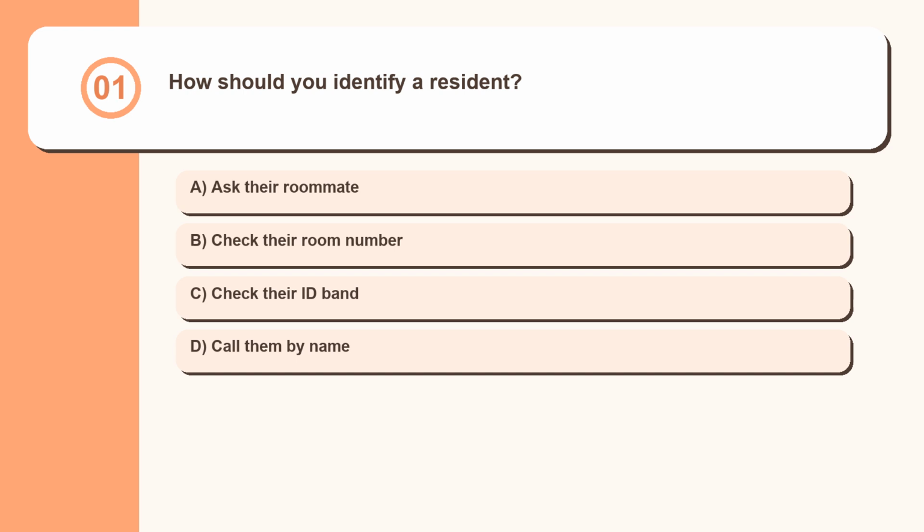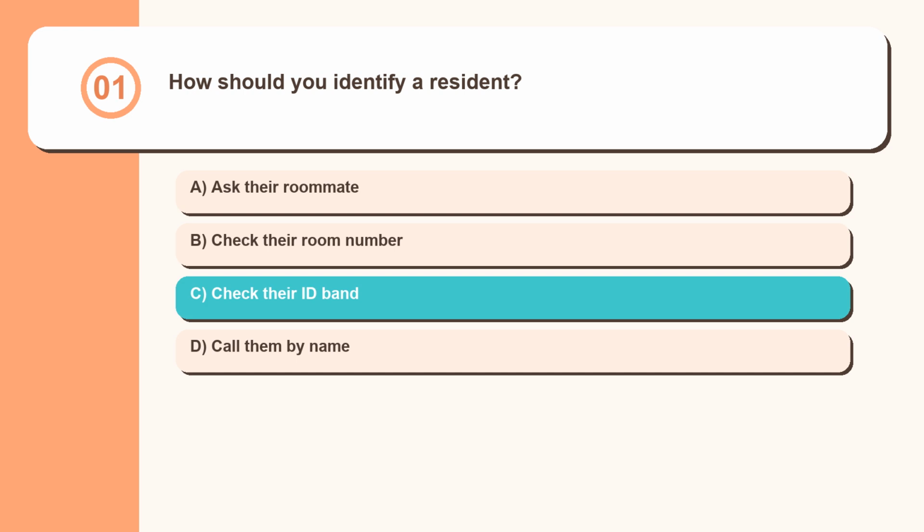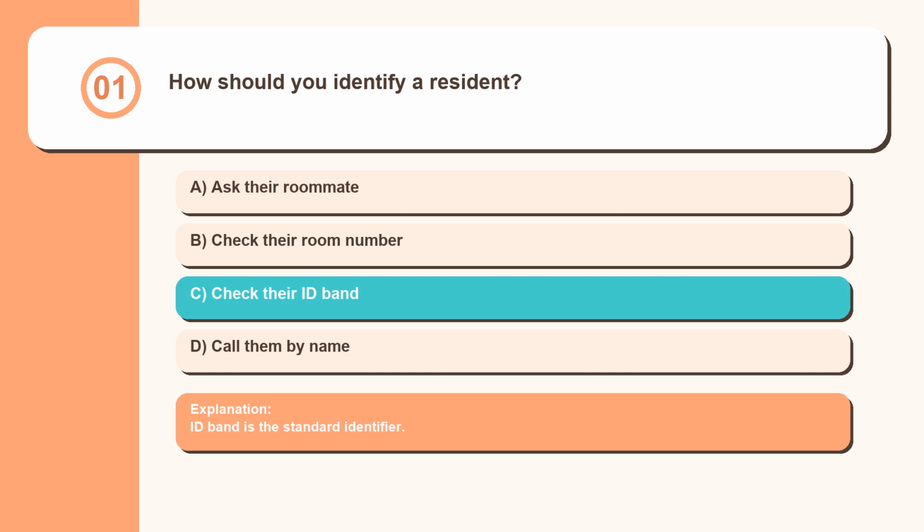Question 1. How should you identify a resident? Ask their roommate. Check their room number. Check their ID band. Call them by name. ID band is the standard identifier.